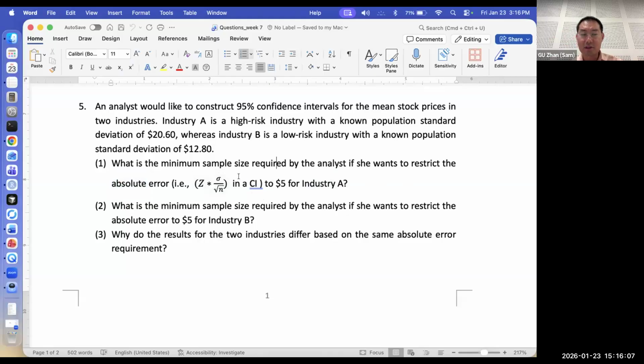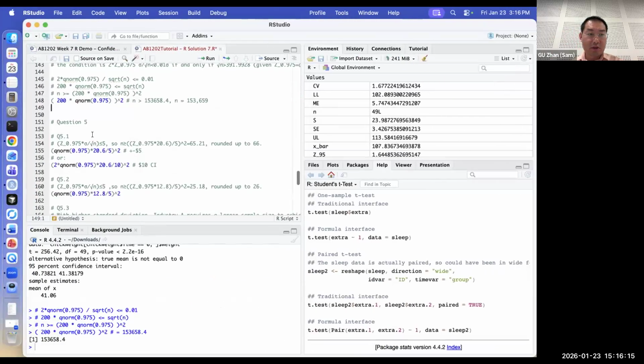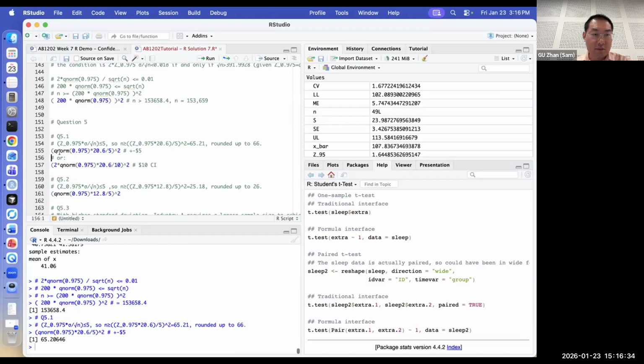So okay, we just calculate. And they want how much confidence? 95% confidence. Okay, so 95% confidence is 0.975 times this one less than 5. So this one is n greater than this value. Okay, so round up to 66. So just run it. Yeah, 66.